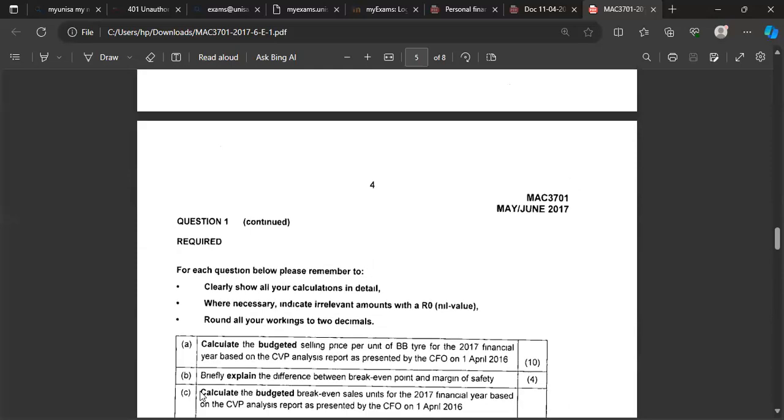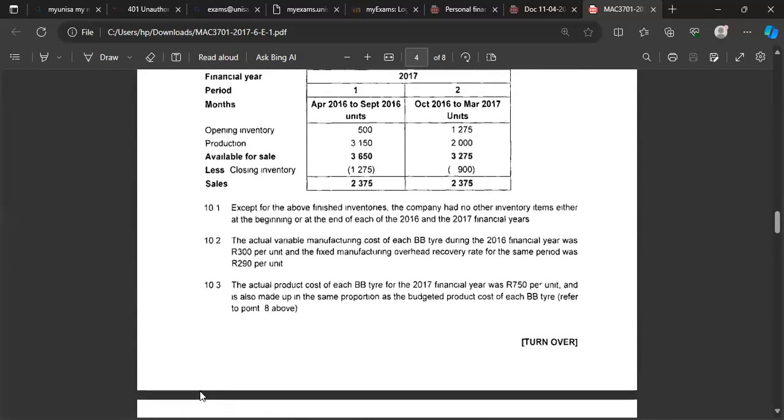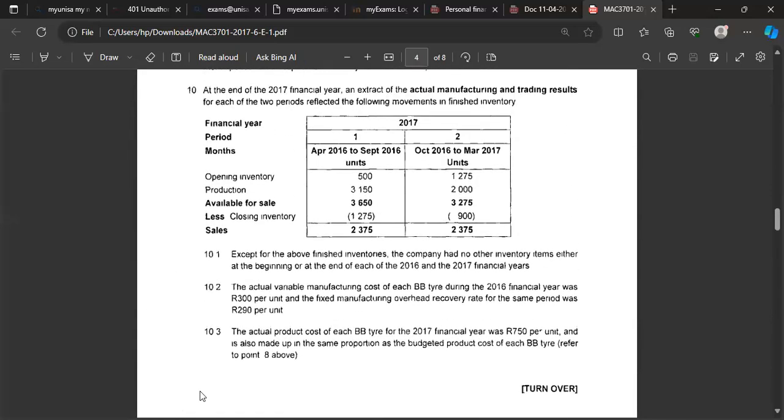So now we need to worry about the actual overheads. All right, and not Q. Okay, I see a question here.